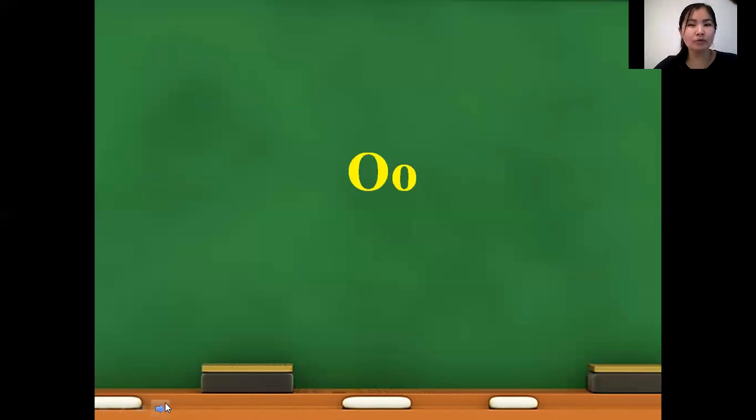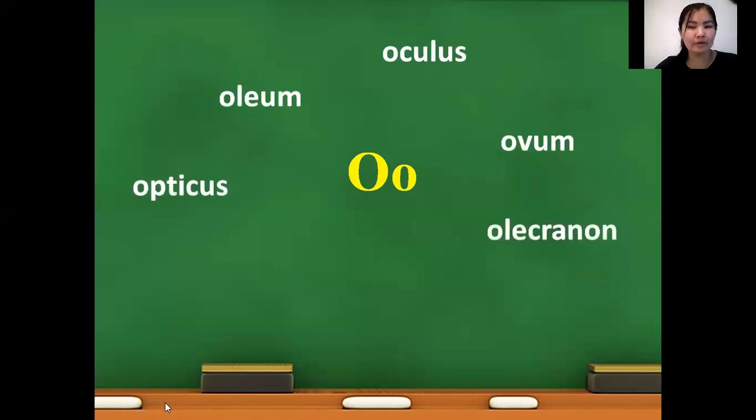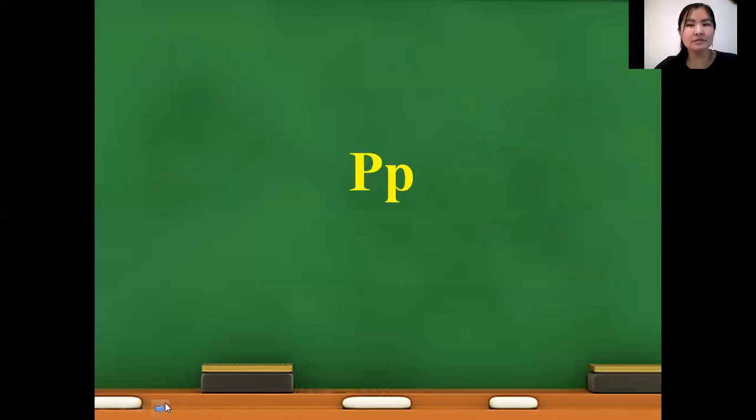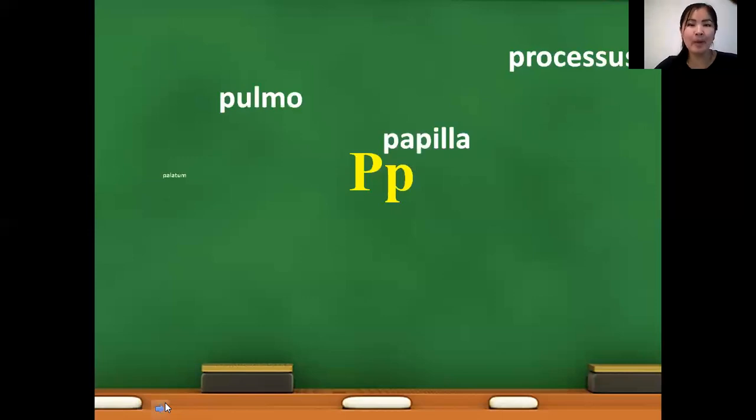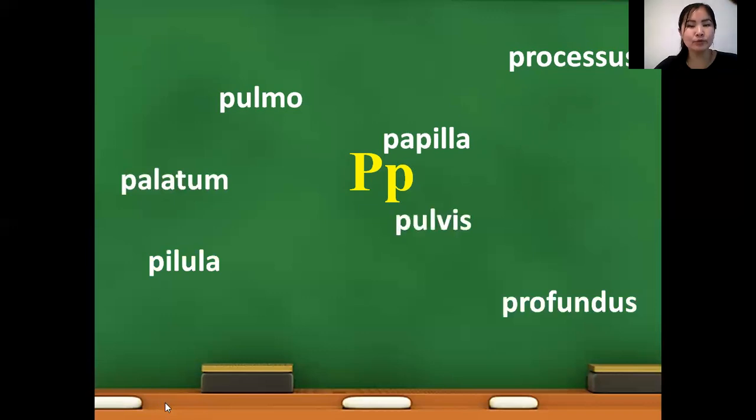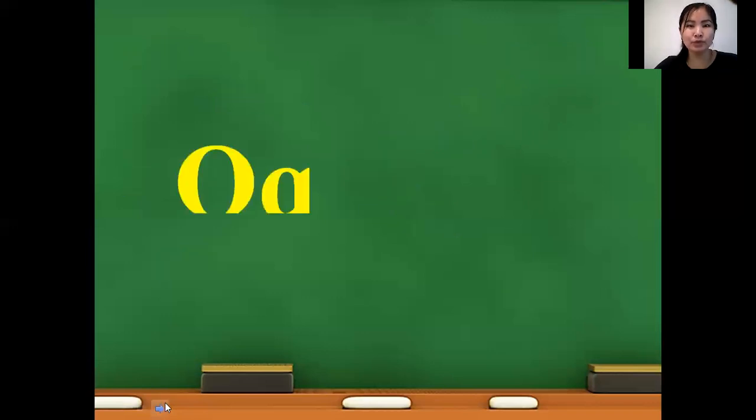O, sound O. Oculus, oleum, ovum, opticus, olecranon, optimus. P, sound P. Processus, pulmo, papilla, palatum, pulvis, pilula, profundus. Q is always followed by vowel U, and together they produce sound Kv.